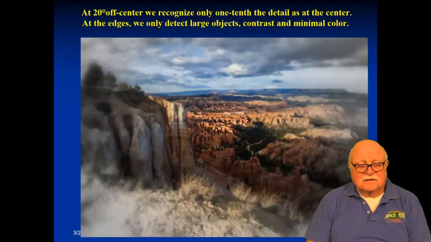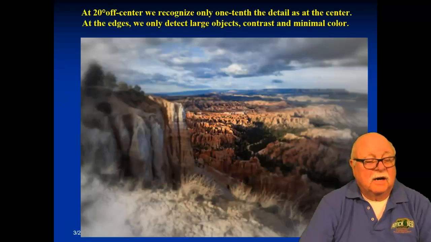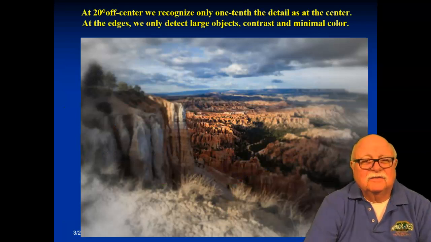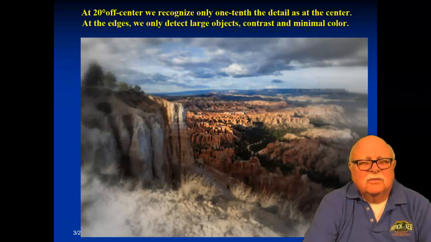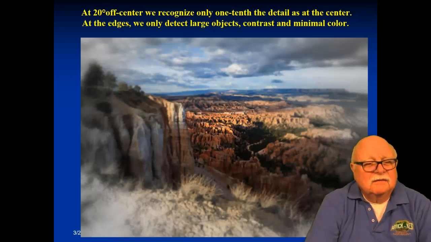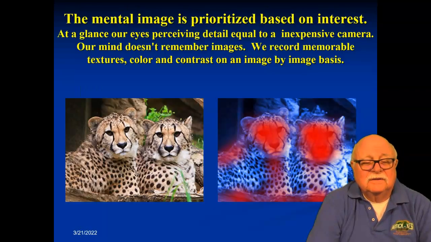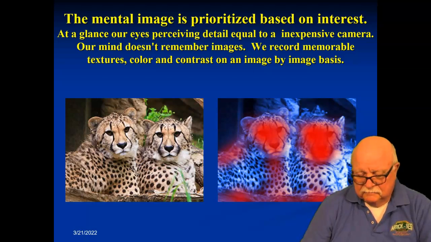Our eyes only see and recognize detail at the center 20% of the image. The rest of it is blurred. And it is there, and we recognize it, but we can't see the detail in it. Our mental image is prioritized based on our interest in what we see. We see what is important to us, but not the other things in any detail.